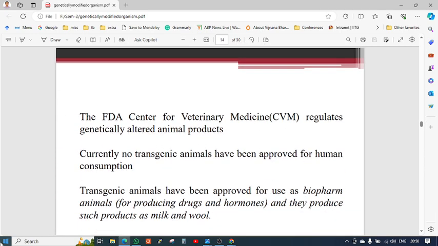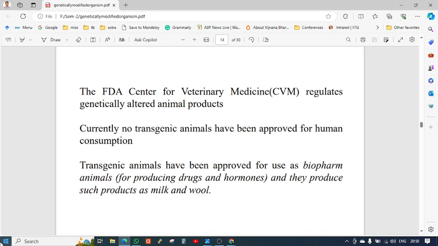The FDA Center for Veterinary Medicine regulates genetically altered animal products. It is also very dangerous to alter the gene level of animals because we don't know what will happen if the genes are modified. So there might be a risk associated with that. So there are regulatory authorities that must approve prior to modifying this type of animal.